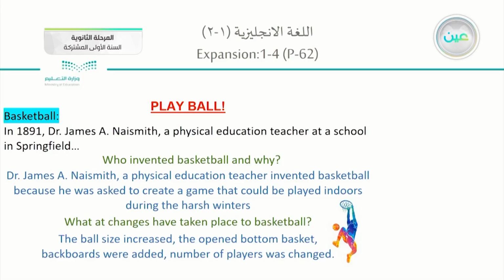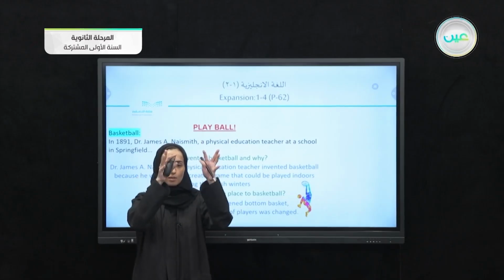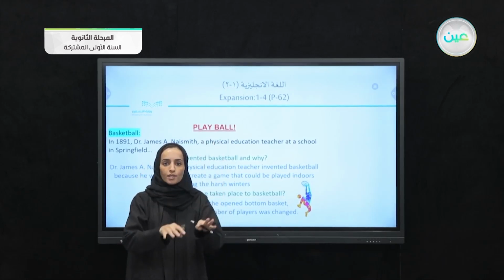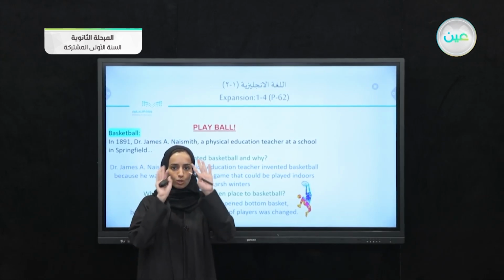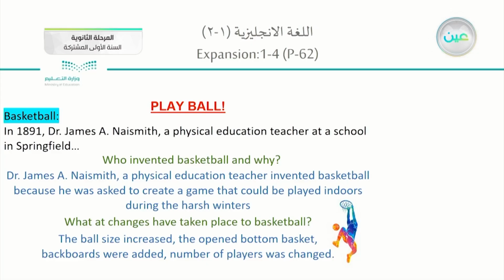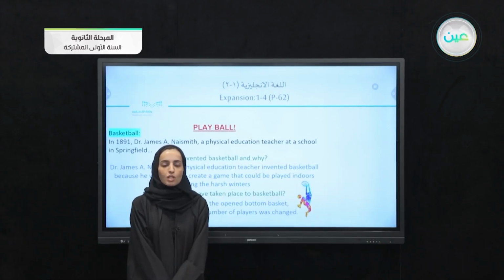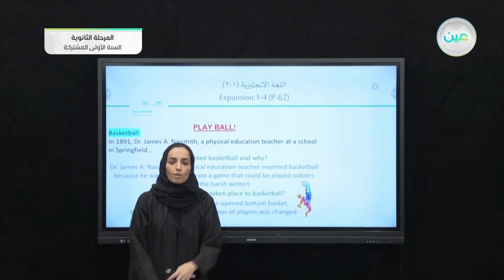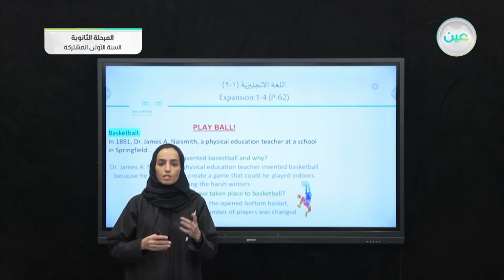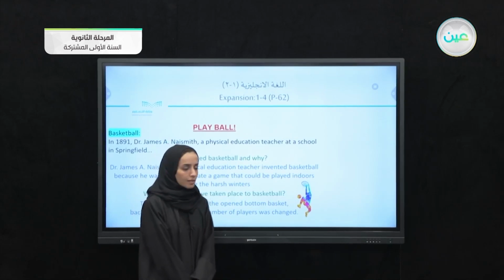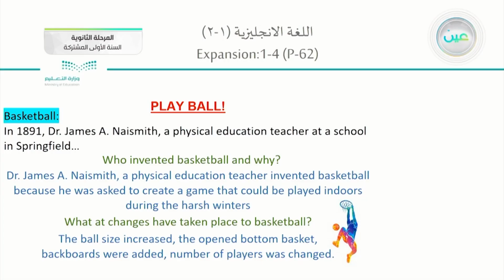Then they opened it. The backboard was added. At the back, when you are hitting the ball, it would go to the audience, so we have the backboard, and the ball is going to hit there. And the number of players was changed. It was 9, then it turned to be 5. So these are all because it was invented as a school game, then it became more popular, so things had to be changed until the version that we know nowadays.